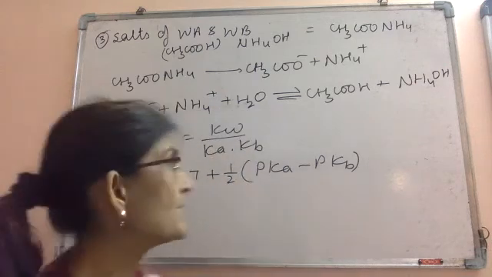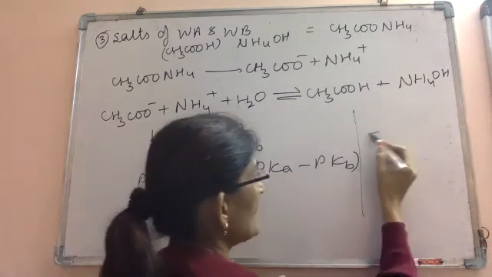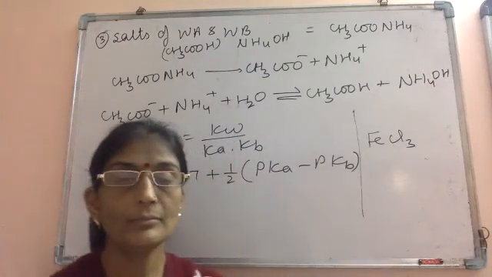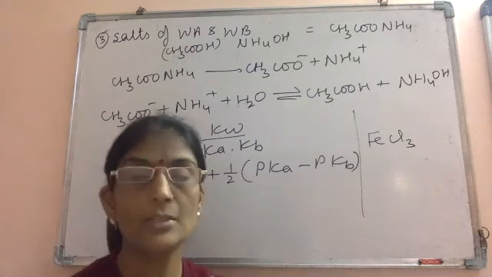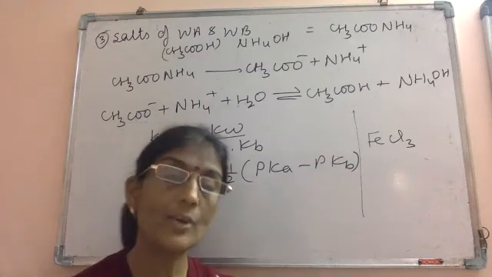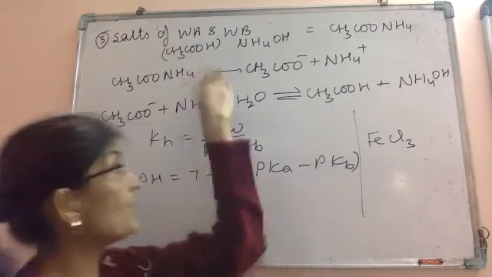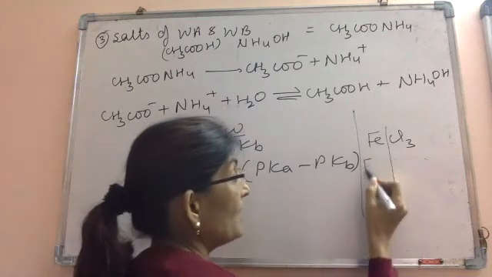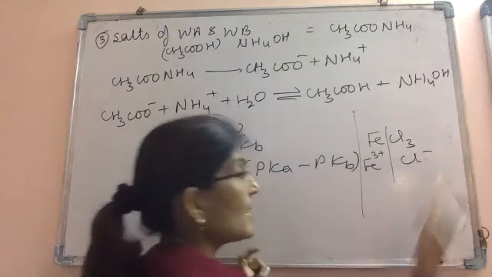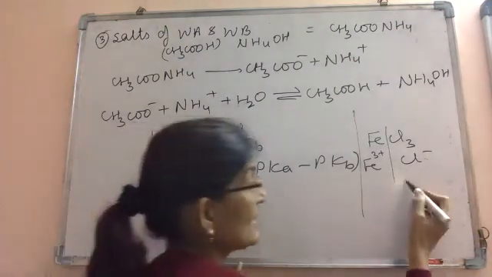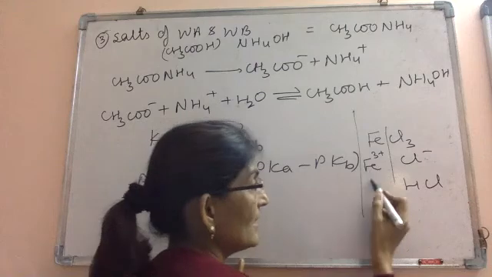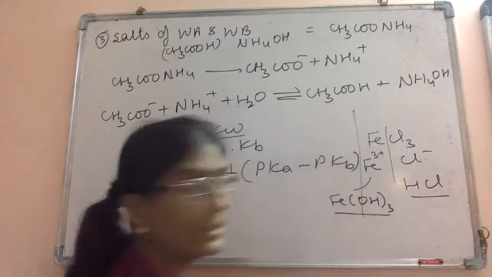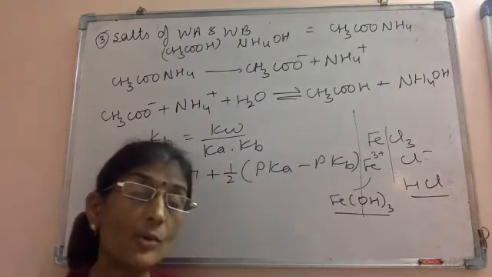Clear? Suppose sometimes you are asked, what type of salt is FeCl3? If FeCl3 is dissolved in water, the solution will be acidic, basic or neutral. How to find out? Will we do a long process? No. How? Dissociate it into ions: Fe3 plus and Cl minus. This is derived from acid, this is from base. Obvious, right? There will be a base and an acid, only then the salt is formed. Find out which base and which acid is in that salt.